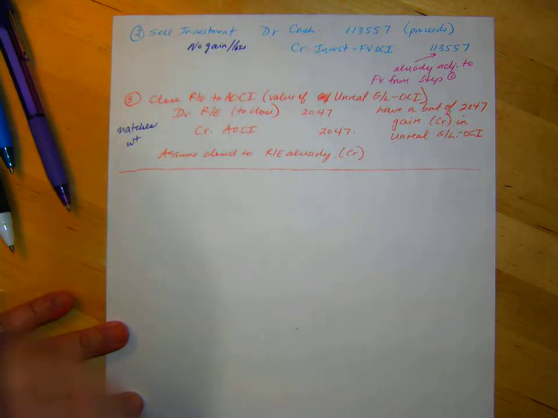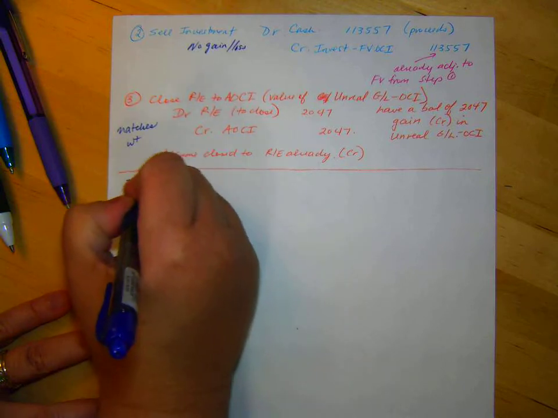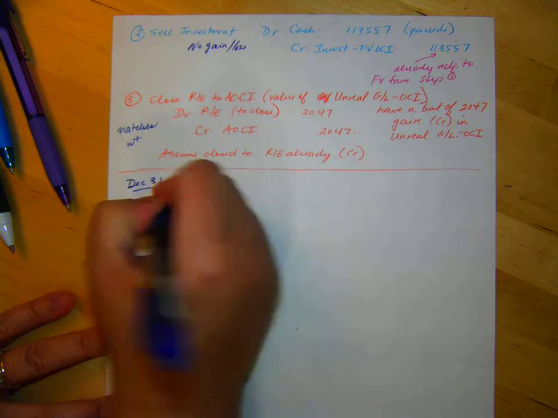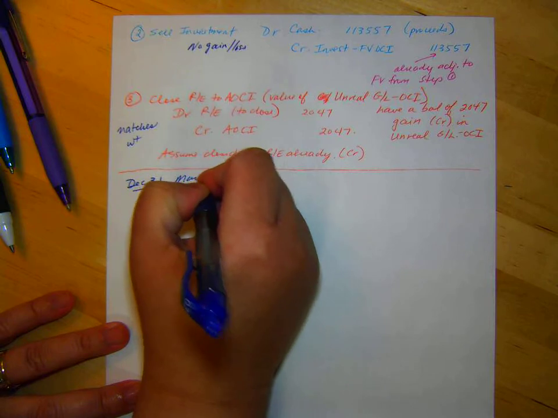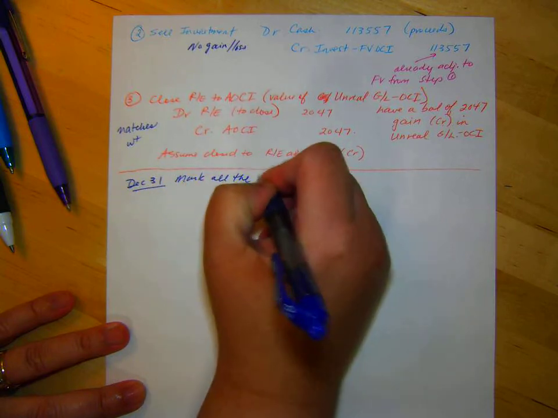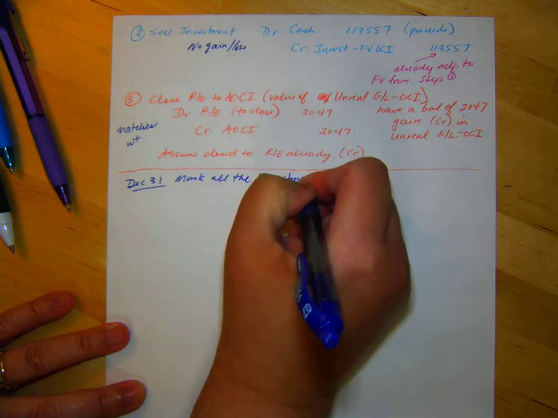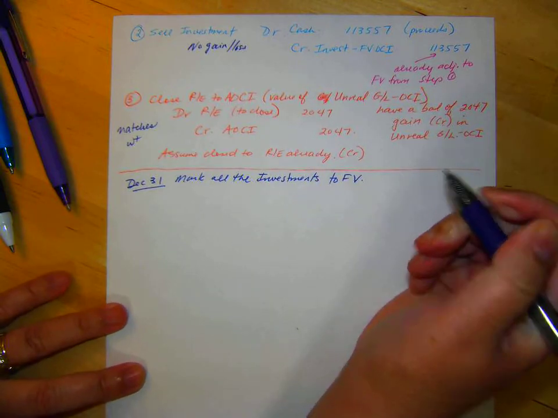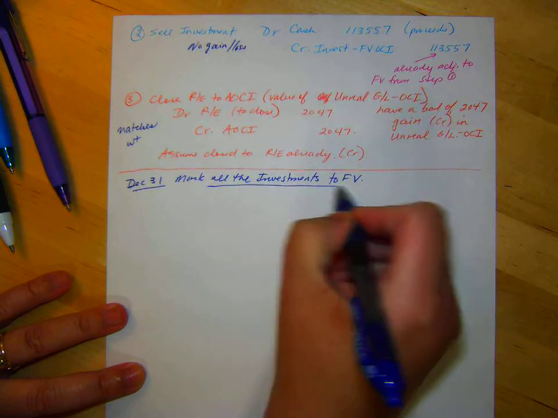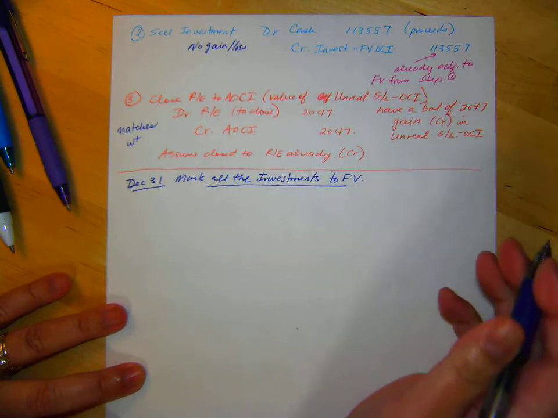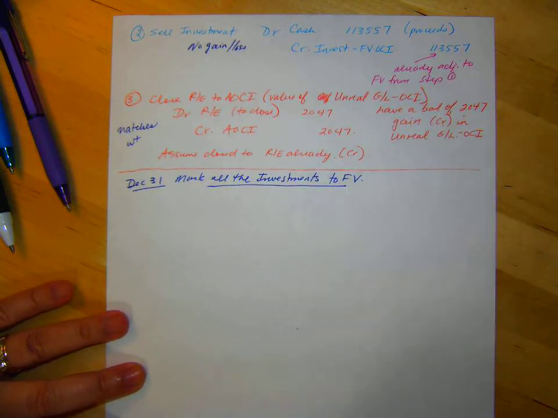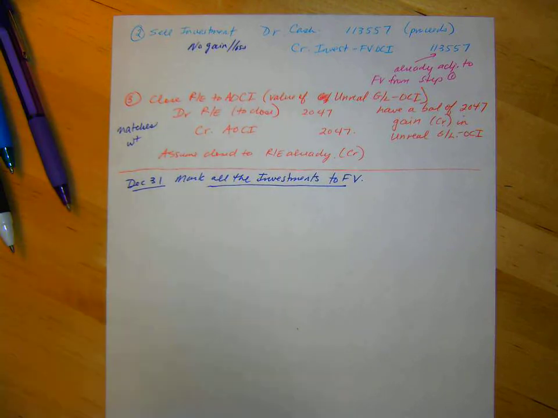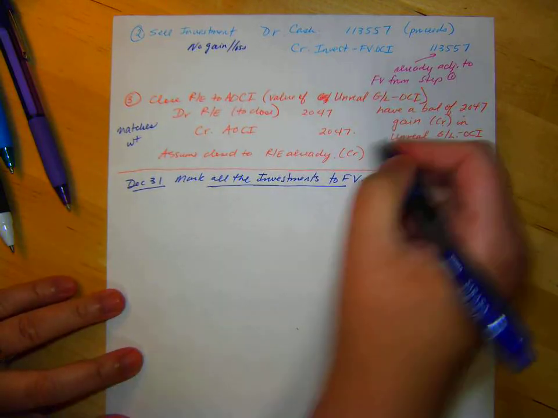So the next time we do something with this is December 31st. And we need to mark all the investments to fair value. Still the same. I'm going to do it in all the same method, right? Some might be a different method. You'd have to separate those. But all the same method.